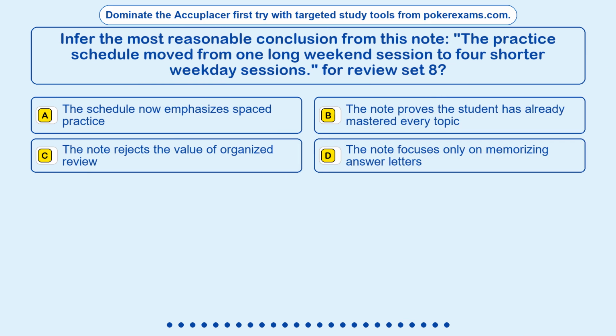Question 14. Infer the most reasonable conclusion from this note. The practice schedule moved from 1 long weekend session to 4 shorter weekday sessions. For review set 8. Option A. The schedule now emphasizes spaced practice. Option B. The note proves the student has already mastered every topic. Option C. The note rejects the value of organized review. Option D. The note focuses only on memorizing answer letters.